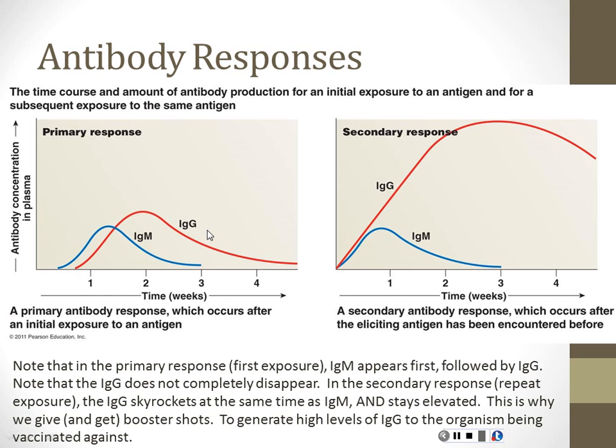Okay, so the second time there's an exposure, the body says, now it's time to make a permanent immunity to that. Whereas if it's just a one-time thing, there's no point in making a bunch of IgG if you're never going to see that virus again.